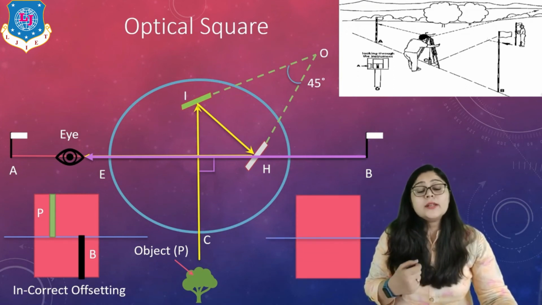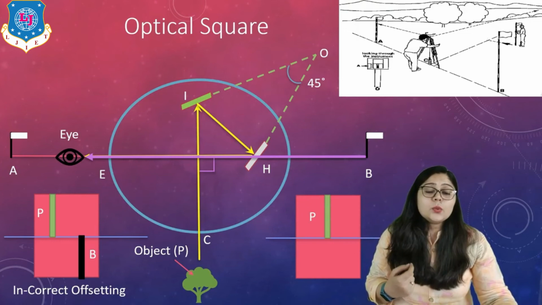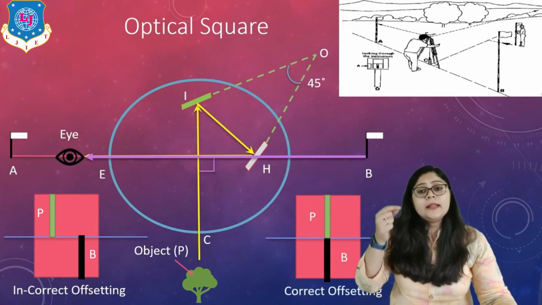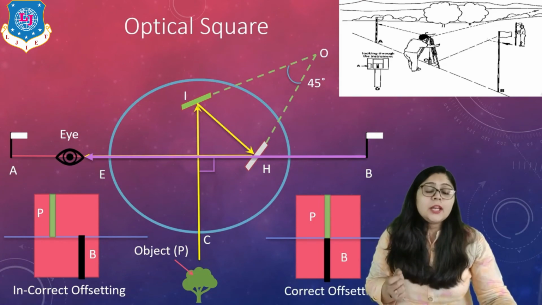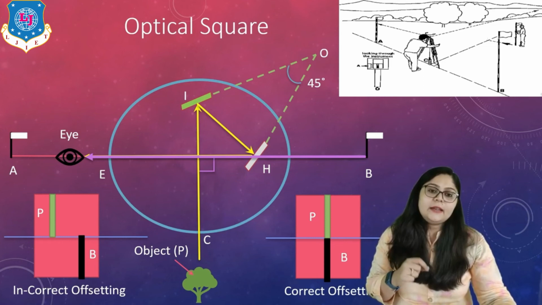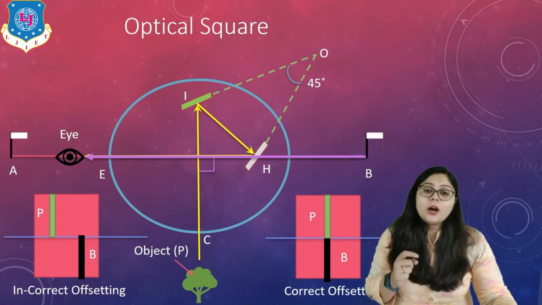What is the correct offsetting? When the points P and B are in the same line, then it is known as the correct offsetting. Then and only then you can say that your object is at 90 degree, right? So this is all about the optical square.